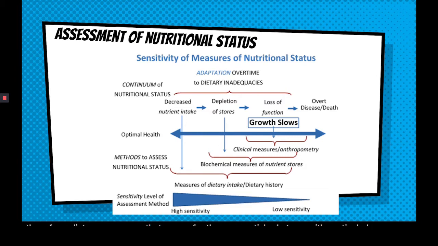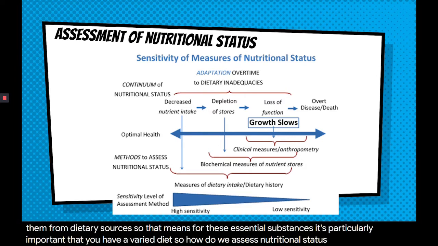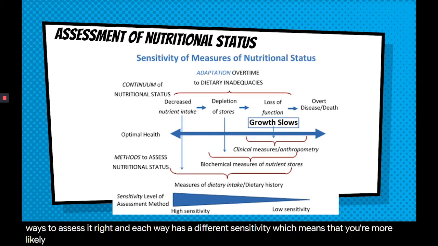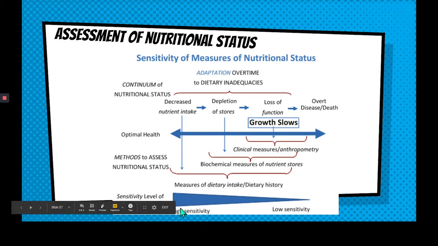So how do we assess nutritional status? There's different ways to assess it, right? And each way has a different sensitivity, which means that you're more likely to be able to pick up a case of malnutrition. The highest sensitivity is a decreased nutrient intake, but to be able to identify that and to catch that early, you have to be aware of the dietary history and measures of dietary intake. And that's not what we have. That's not the information that we have on a population scale.